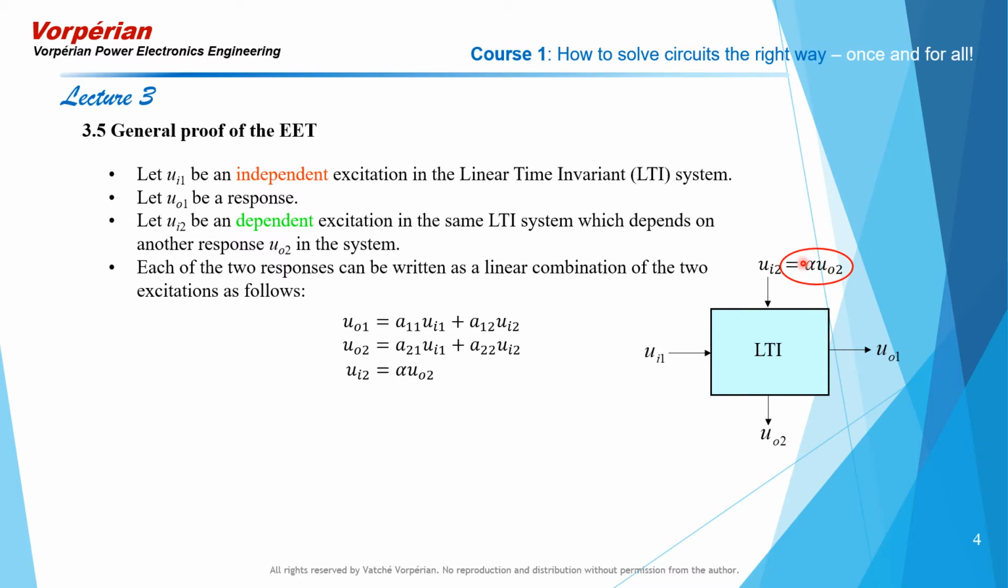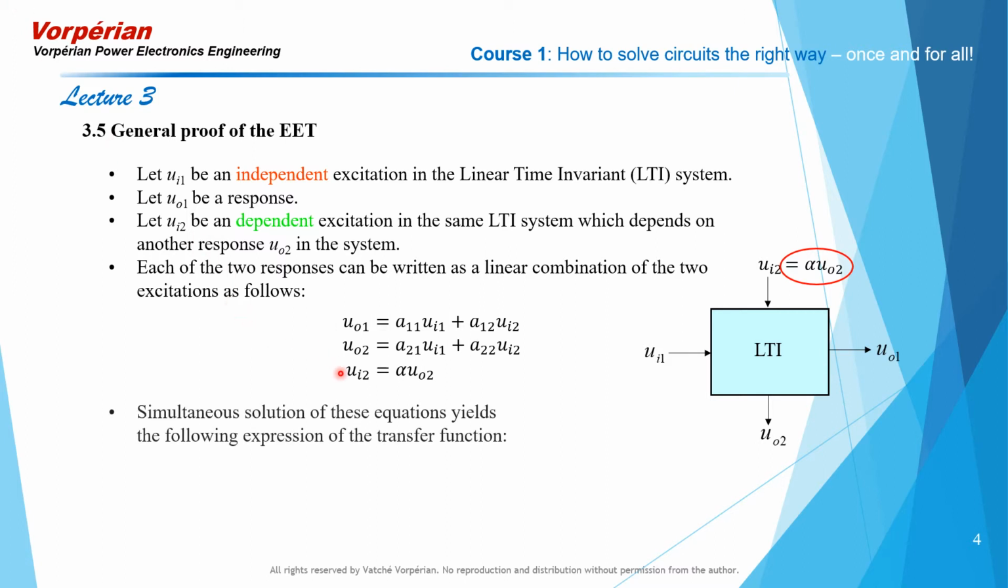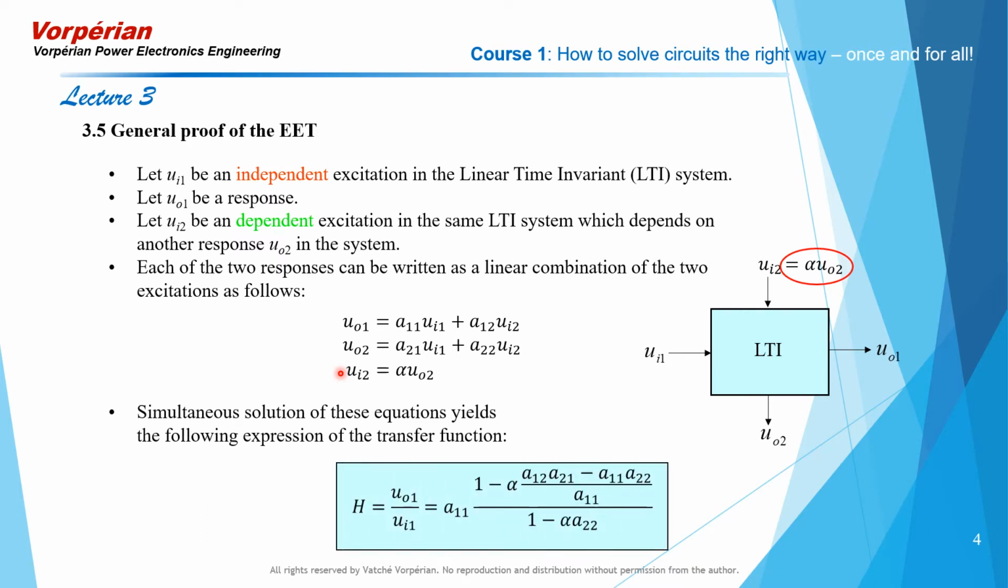Now you learned in your last video that a dependent source can also model an impedance or a conductance element, which means that if an impedance element is the troublemaker, it will be treated as an extra element. And now using elementary algebra, we can solve these 3 equations here to show that the transfer function output 1 over input 1 is given by this expression here. That's it. That's the proof of the extra element theorem.